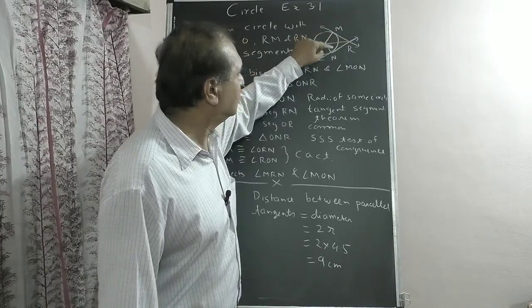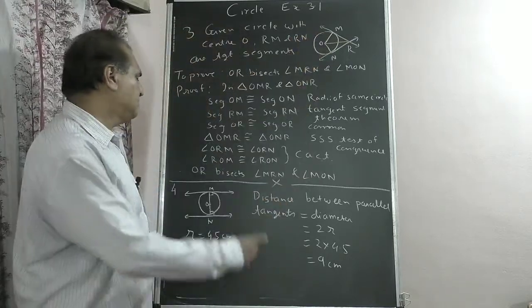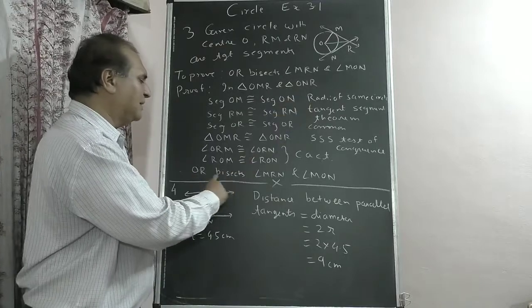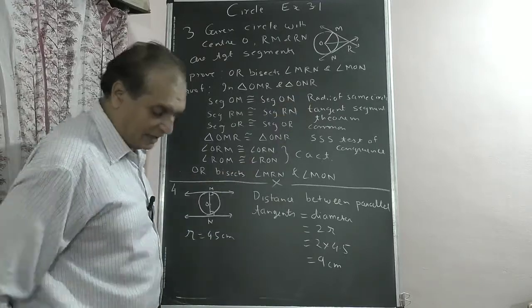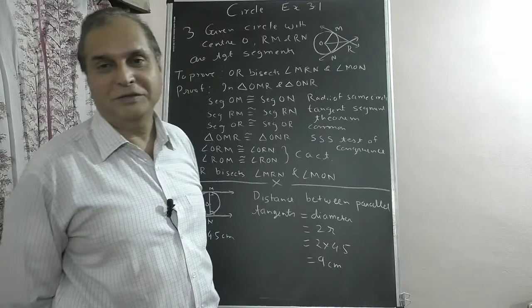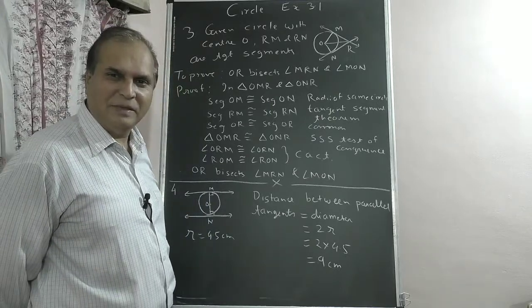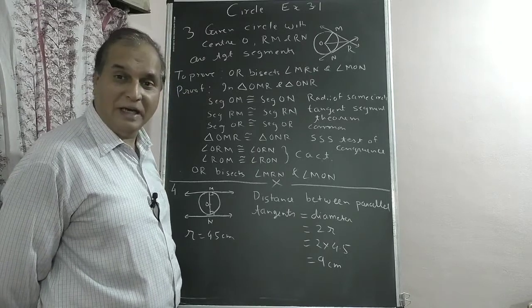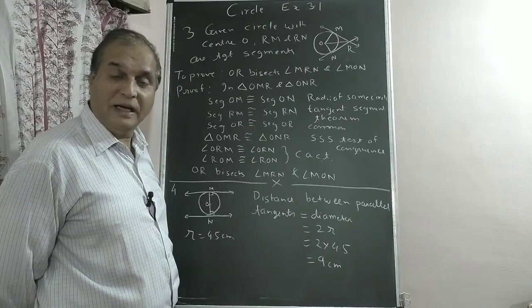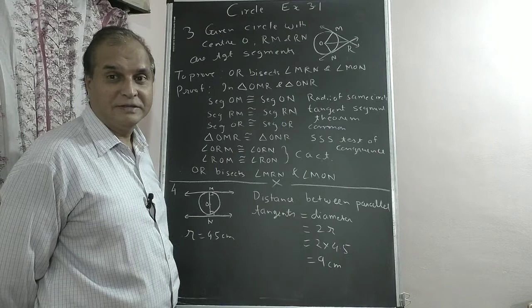These two are also congruent to this. So what does this mean? OR bisects angle MRN and angle MON. That is proved. Understood? Simple? Any doubt? Write in the comment box.